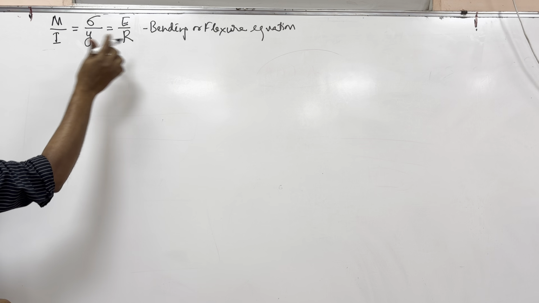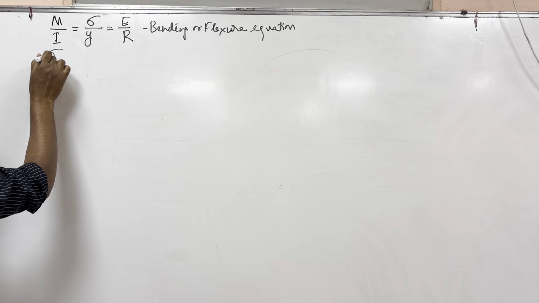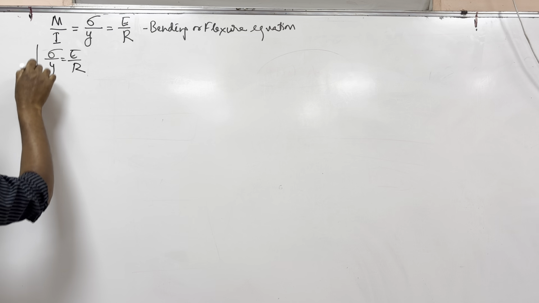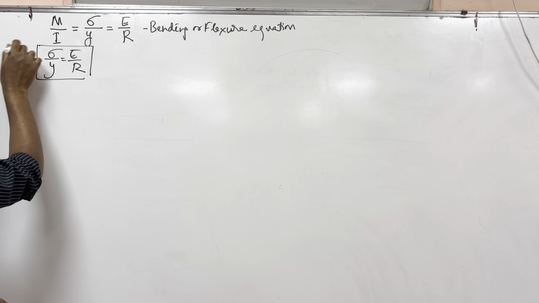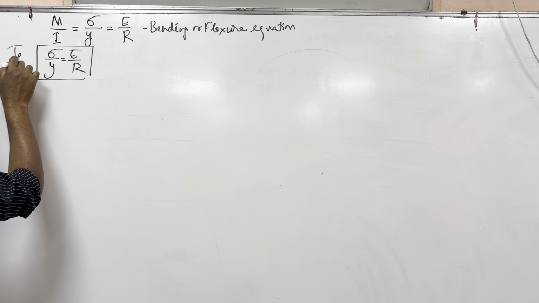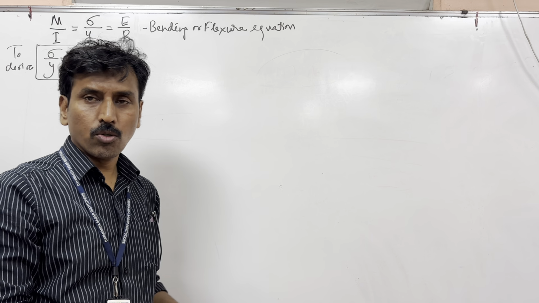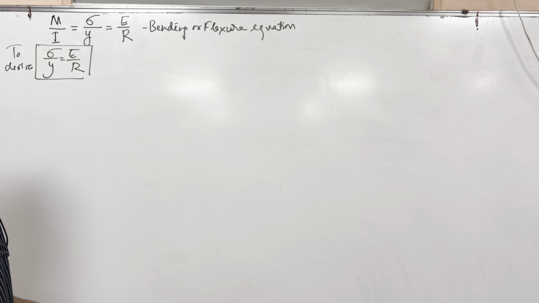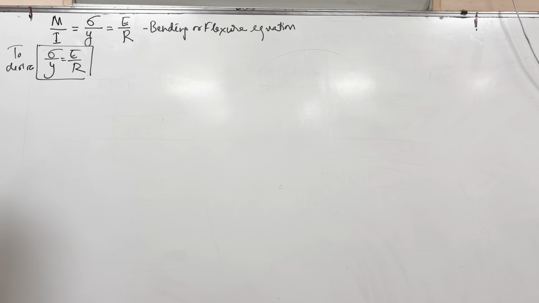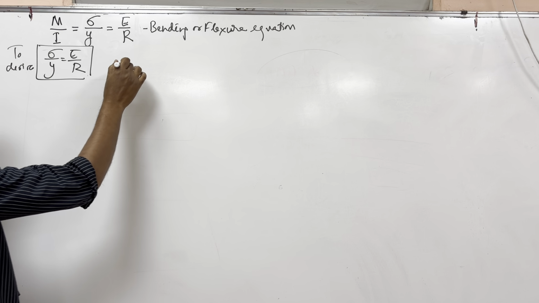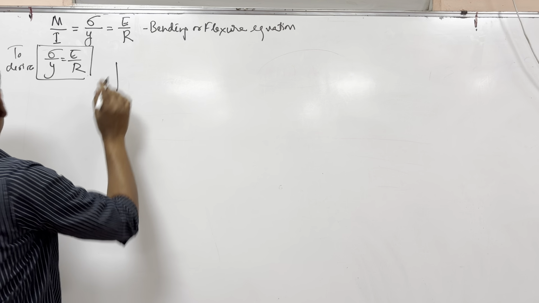So we'll try to derive the first part of the equation here: sigma by y is equal to E by R. Okay, we'll try to derive this part of the equation first. I'm trying to save space so that I'll be able to derive the complete equation. So to derive this equation, first I consider a beam.